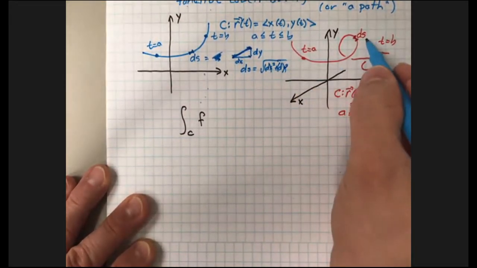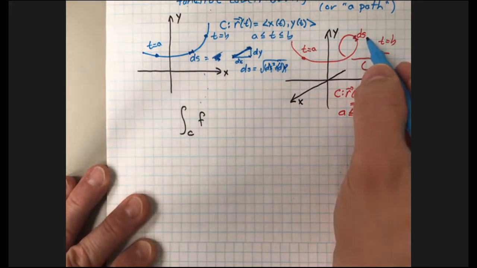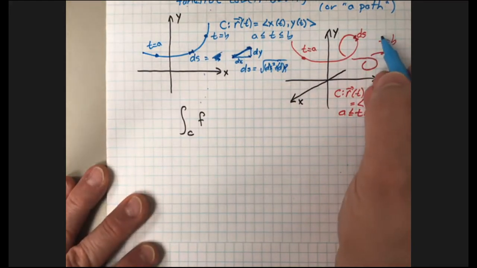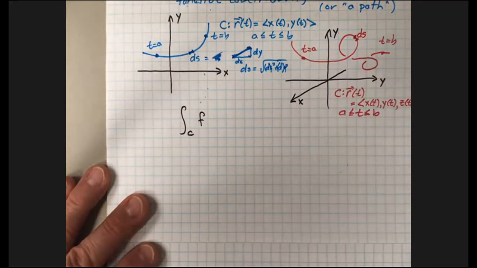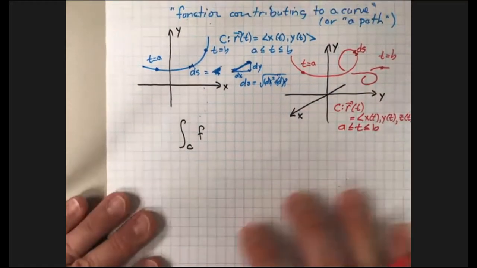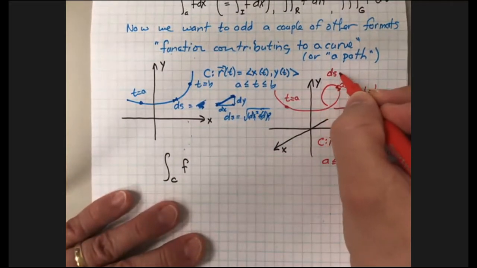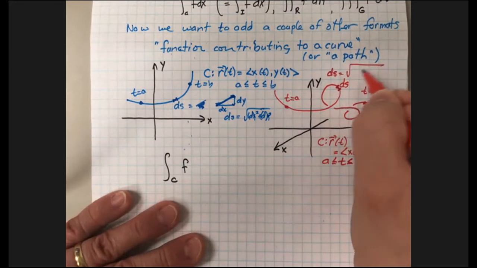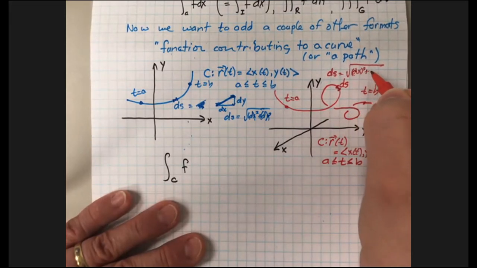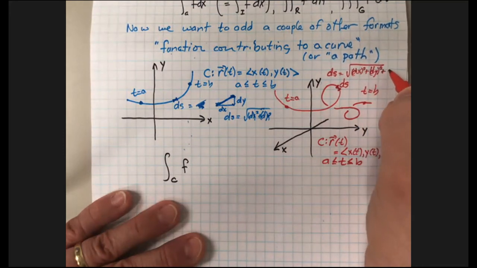Or same thing over here, but I don't want to crowd my picture. ds could be the square root of dx squared plus dy squared plus dz squared. I think for the sake of completeness, I am going to crowd my picture. Remember, you can have these notes downloaded. dx squared plus dy squared. And that might be a little bit easier to read than you can read on the camera right now.